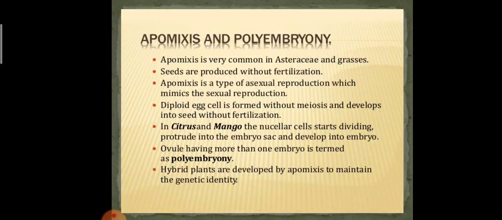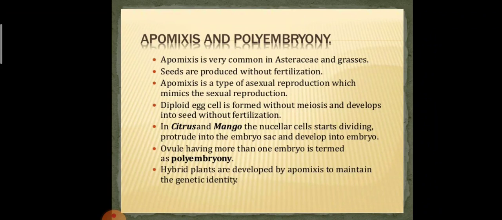Why does it look like sexual reproduction? Because it produces seed. Seed production is there, and the seeds are formed by apomictic formation, known as apomictic seeds. Genetically similar individuals are produced by apomixis, so it is known as an asexual method. So clones are produced. Opuntia and onion are the most common examples of apomixis.